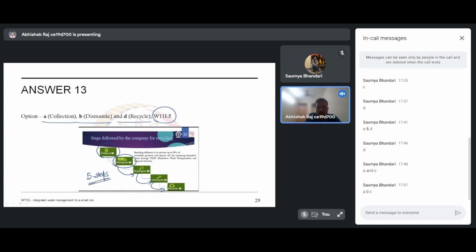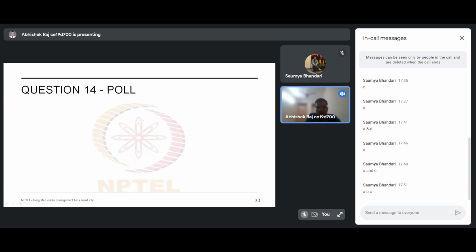Moving on to the last question, question 14. This is a poll. Itai-itai disease is caused by the presence of selenium in e-waste. True or false? Can we have some response for this?